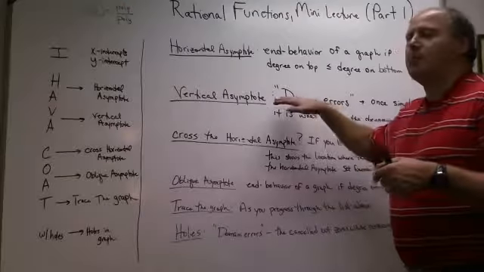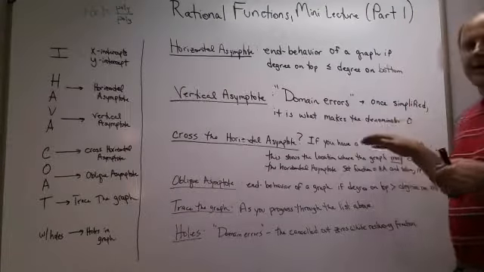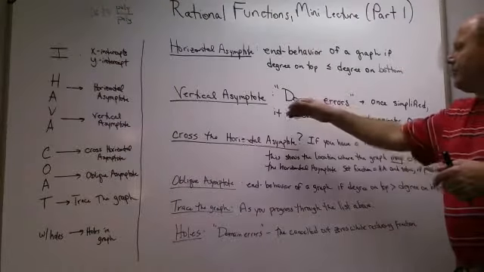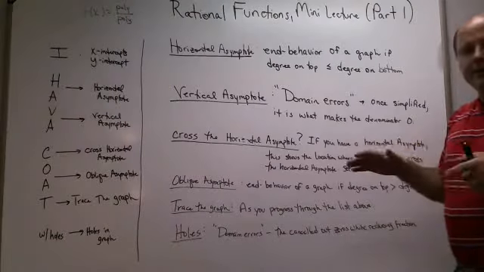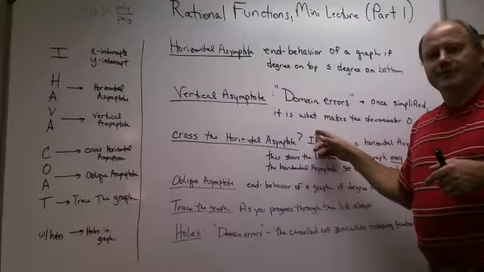Vertical asymptotes are talking about the domain errors. Now, at the very beginning of the problem, you're going to want to simplify it. And once you've simplified it and you're done with the simplification, it's whatever makes the denominator 0.